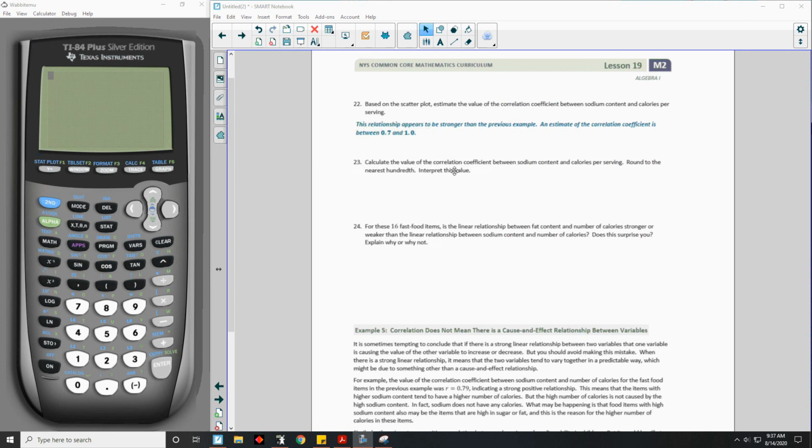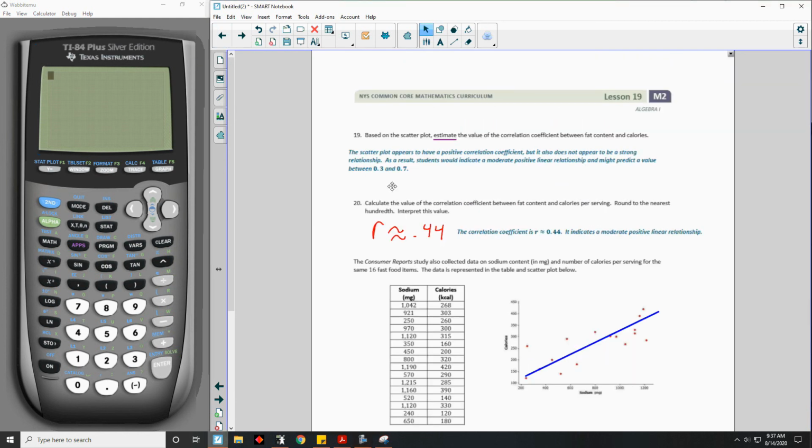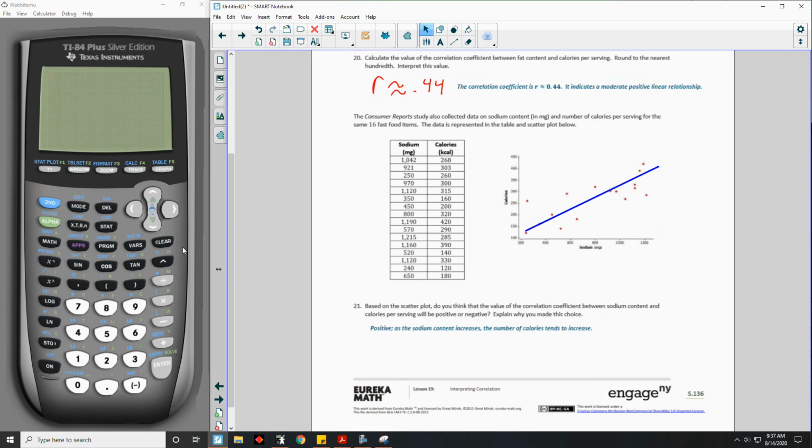Number 23, calculate the value of the correlation coefficient between sodium and calories per serving. Round to the nearest hundredth, interpret this value. So now we're going to enter this data here. Okay, so I go to stat. Now remember, there's stuff in there from our last couple problems, so we want to clear the list. We're going to do second L1, comma, second L2, enter, stat, edit, and it's blank. Now we have to enter this. So here we go.